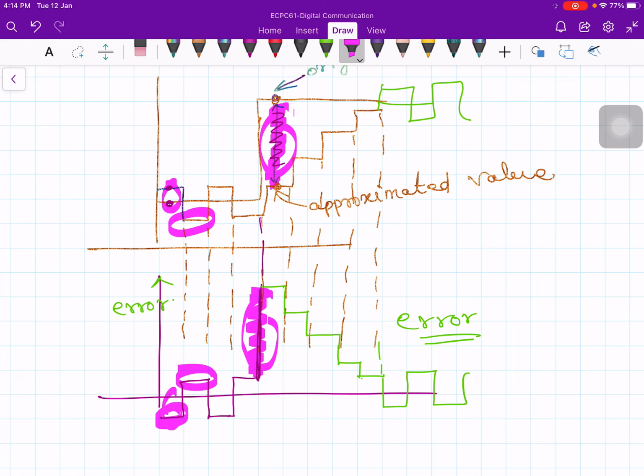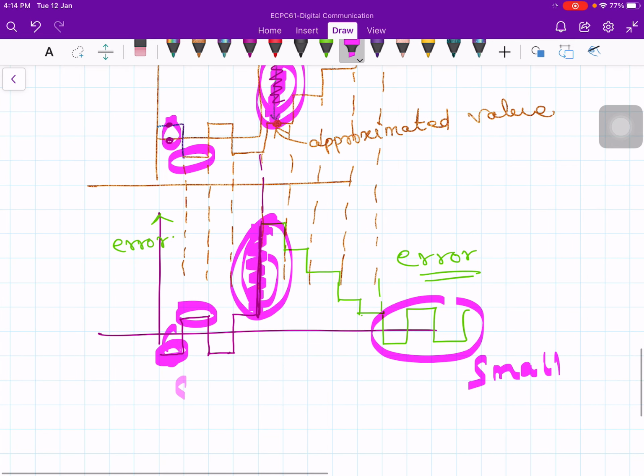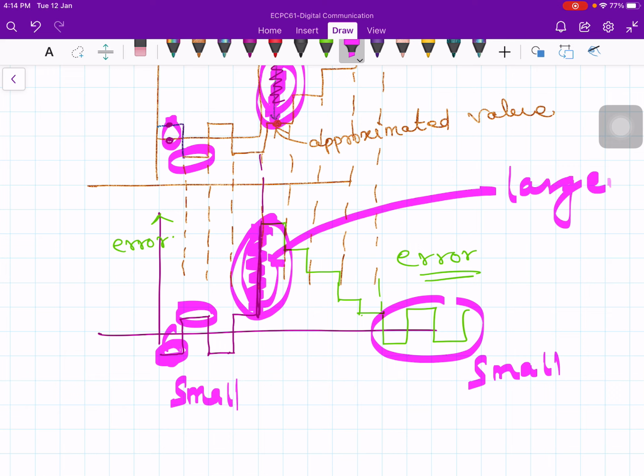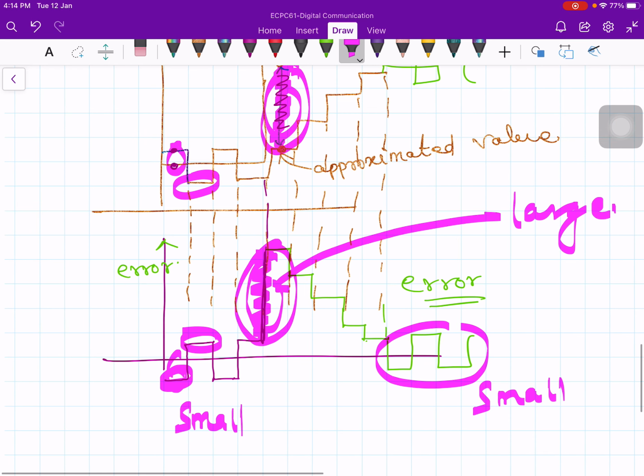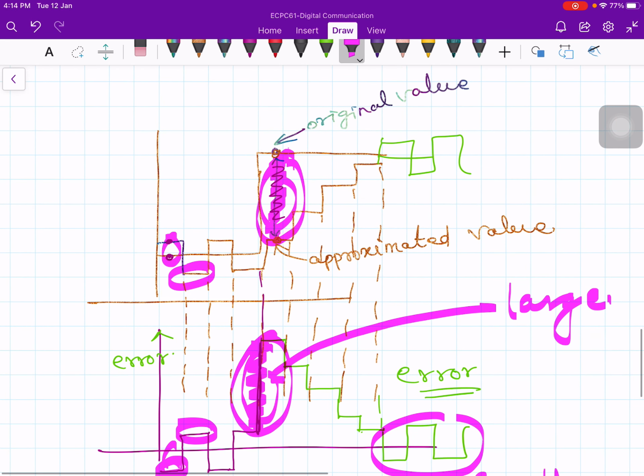So in this time span you have large error. Eventually it again becomes small in this location. Here small, and here also small, but in this region large. Because there is a finite time span over which there is very large error, and that is due to slope overload, because the slope is very high in this region, right? What is the slope in this region? Infinity. Because of that very high slope, this slope overload error occurred.